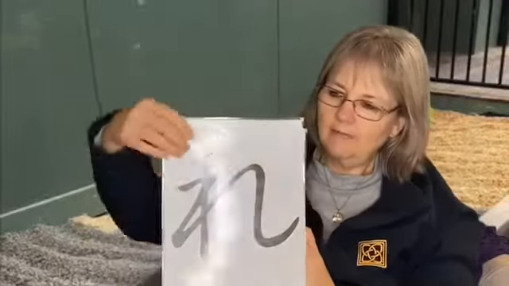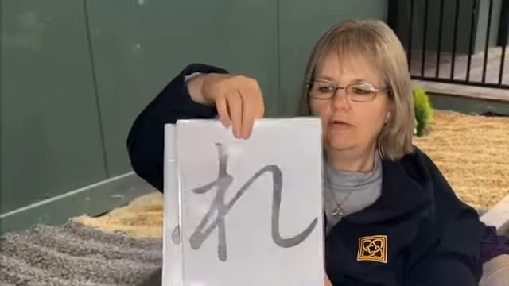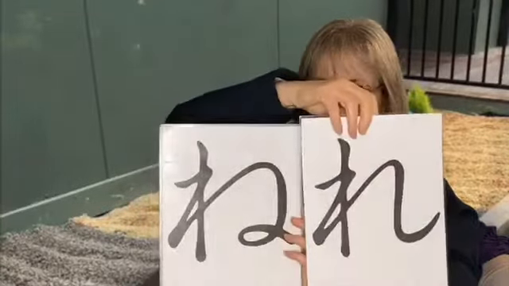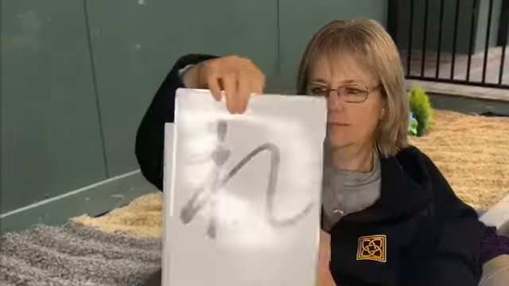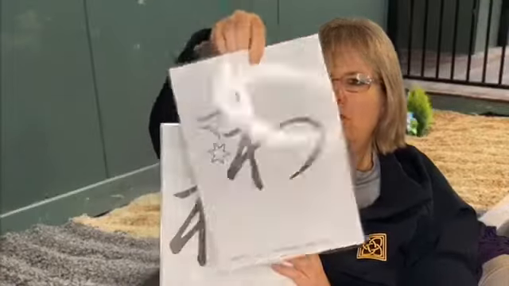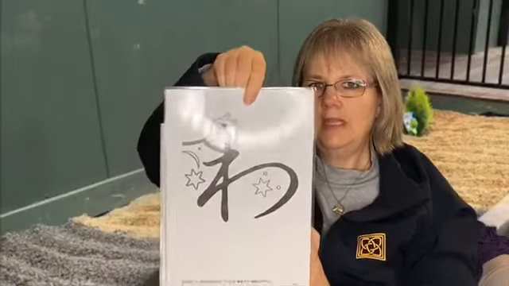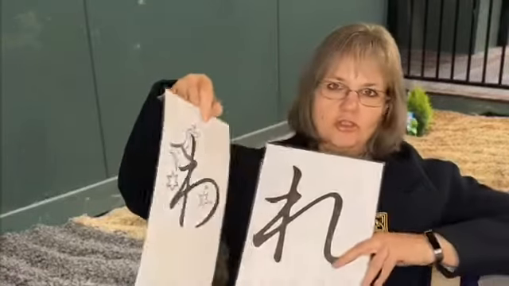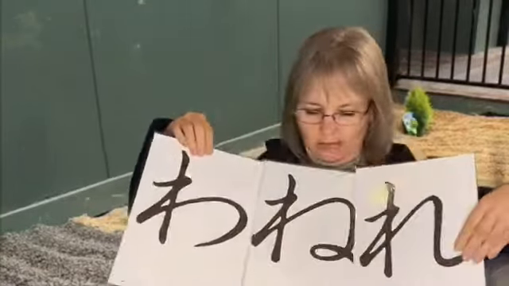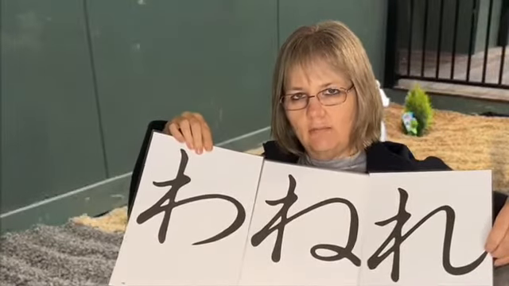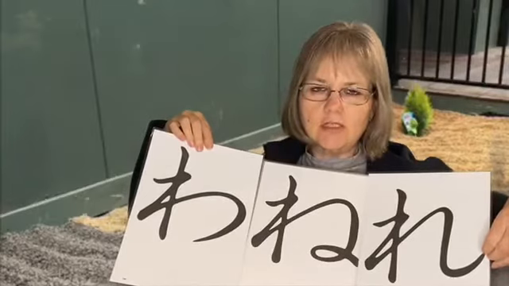Nan desu ka? Re for resting. Nan desu ka? Wa for wonderful. Isn't magic wonderful? Now, I don't usually do this when we're doing flashing of the cards, but I'll put the three of them together so that you can see, because they're ones that kids usually do get muddled up.